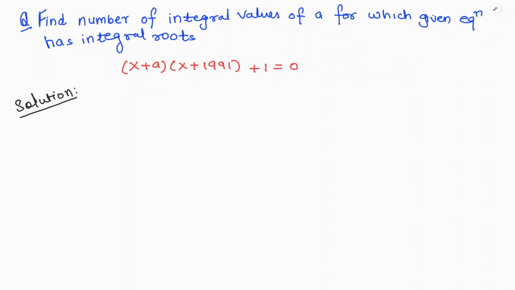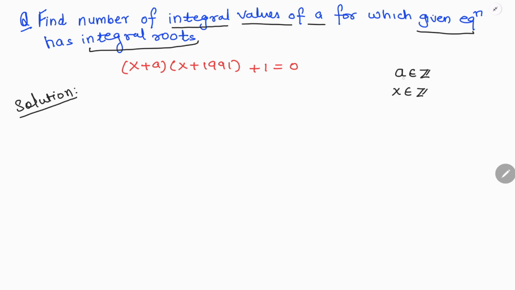So today we have a very interesting question which says: find the number of integral values of a for which the given equation has integral roots, right? They are saying integral values of a. That means a is an integer, right? And then they are saying the given equation has integral roots. So roots of this equation means values of x. That means x is also an integer. So x also belongs to Z, right?